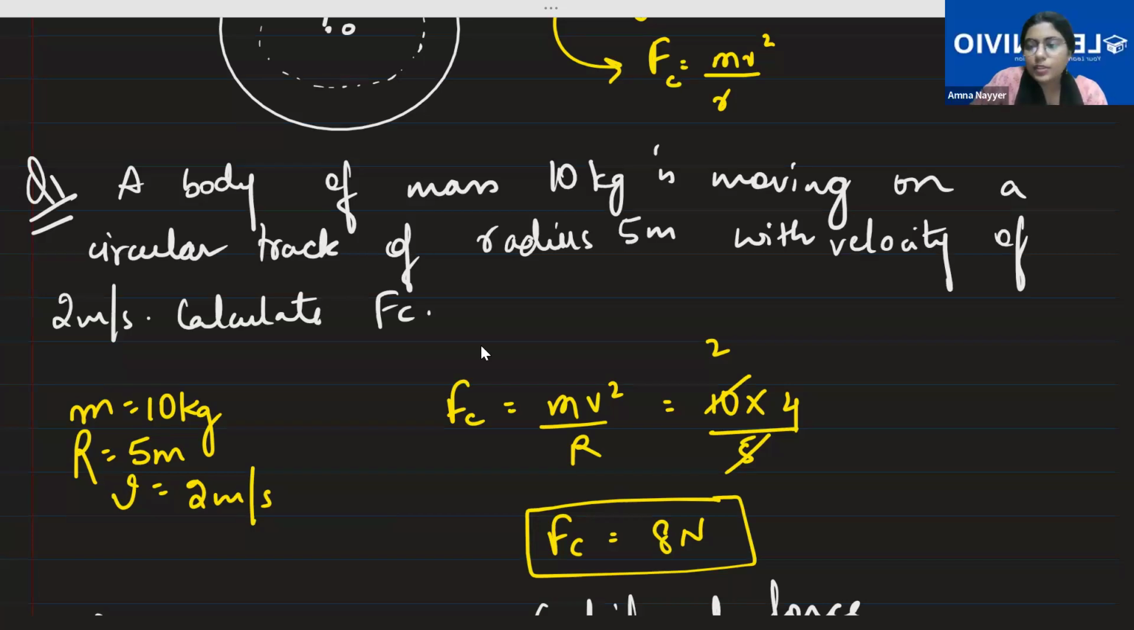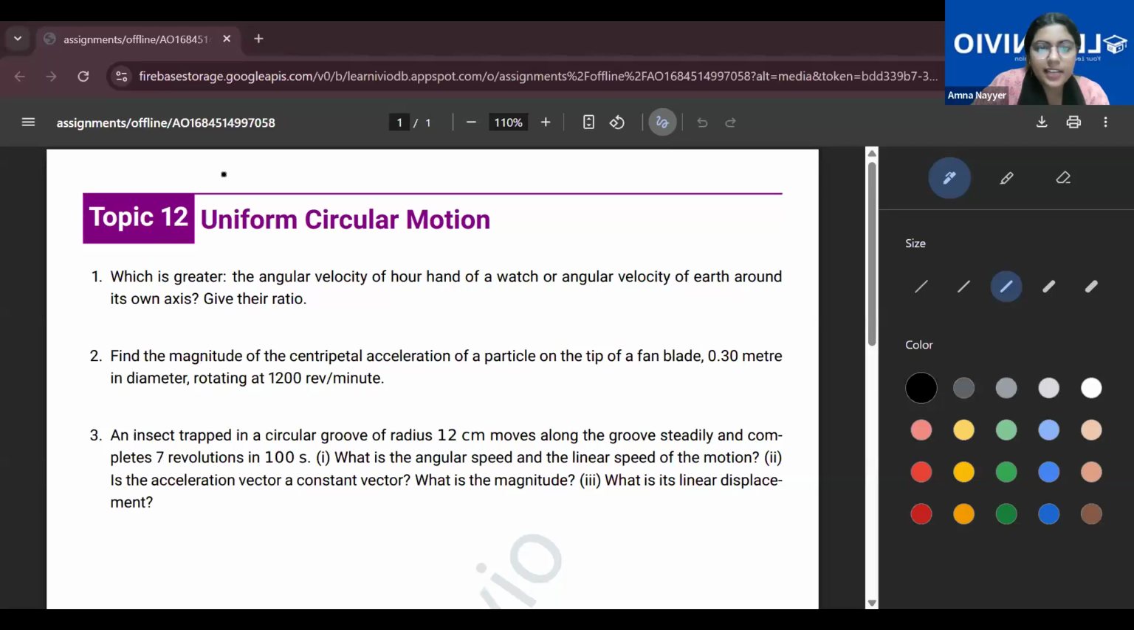Okay, see, this was the assignment. Nabia, you were referring to this assignment, uniform circular motion. This one. Yeah, ma'am, this one. Okay, the first question says, which is greater, the angular velocity of the hour hand of a watch or the angular velocity of Earth around its own axis?